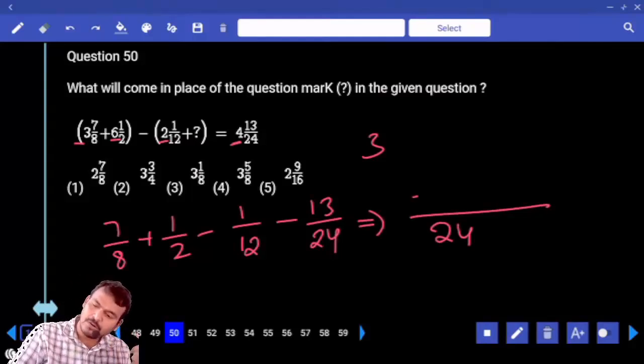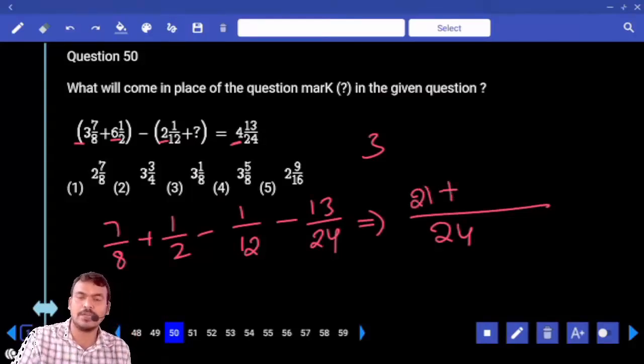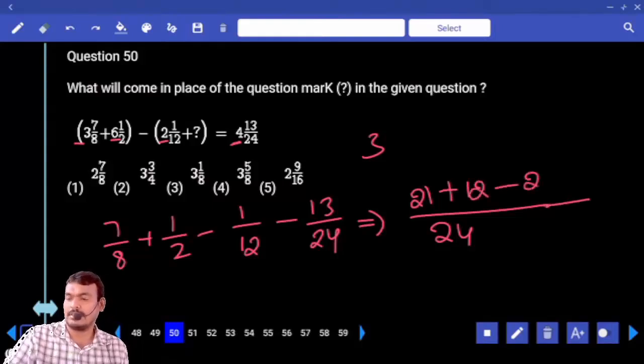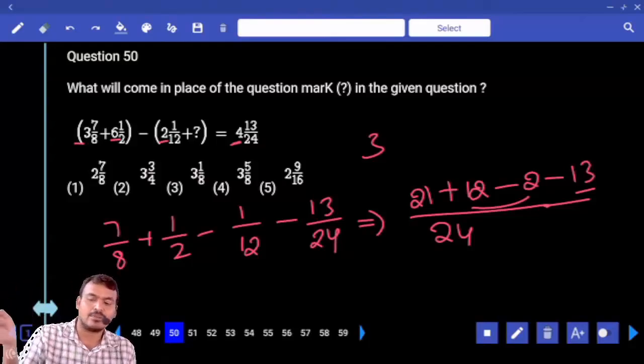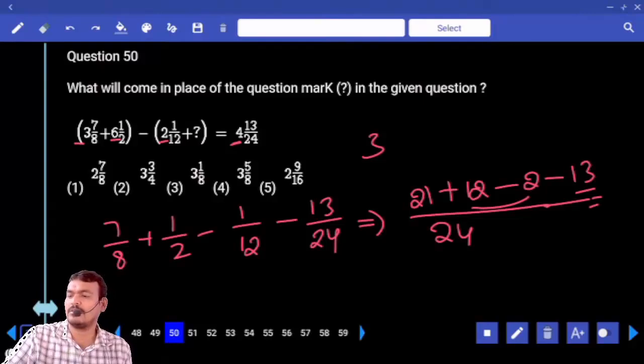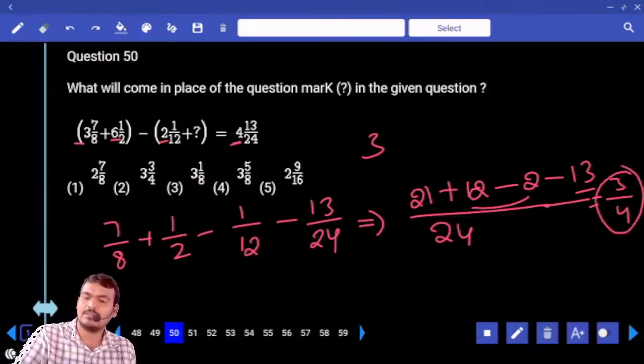7/8 means 21. 1/2 is 12. 1/12 is 2. -13 or +13? -13. 12 minus 2 is 10. 10 minus 13 is -3. 21 minus 3 is 18. 18/24 means 3/4. Then the answer is 3/4.